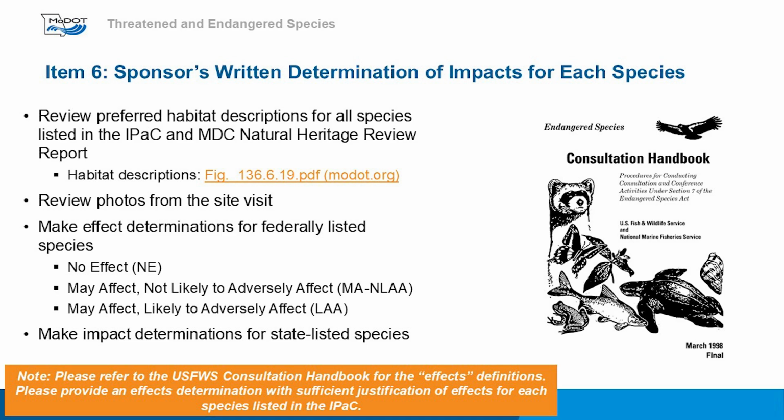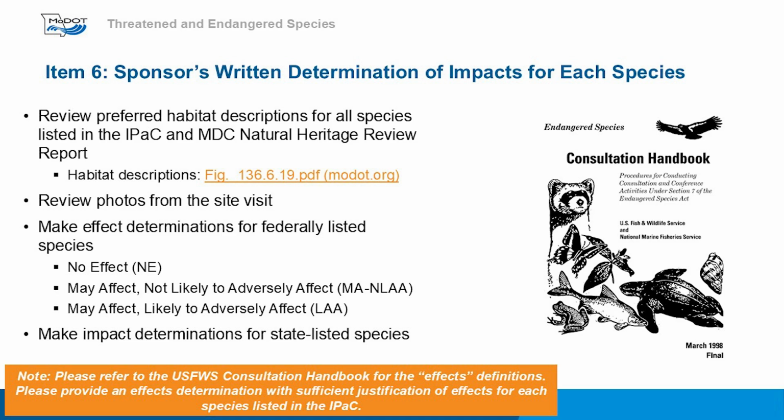mussel. For state-listed species, or those species listed in your MDC Natural Heritage Review report, make an impact determination. Though the species effects determinations, as described in the U.S. Fish and Wildlife Service Consultation Handbook, do not apply to state-listed species, the LPA should describe whether the species or their habitat will be impacted by the project. A clear statement is required concerning whether the project will impact the state-listed species.